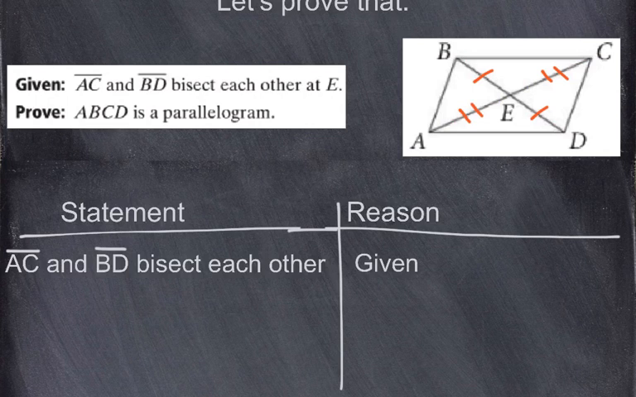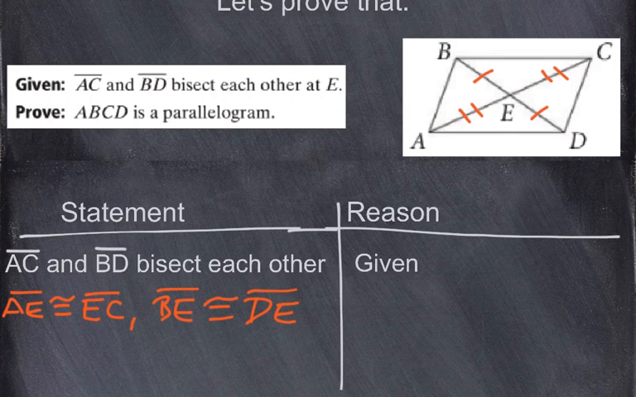So what we can say here is AE must be congruent to EC. And in like manner, we could say BE is congruent to DE. Why? Because that's what a bisector does. That is the definition of a bisector. I'm just going to type that out to make it easier for you. So there you go, definition of a bisector.